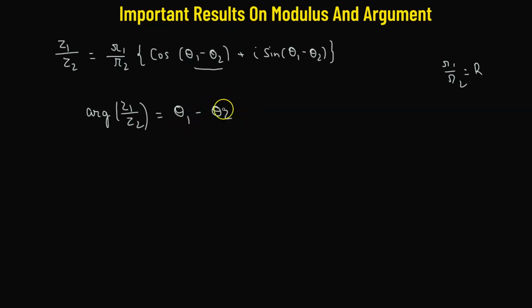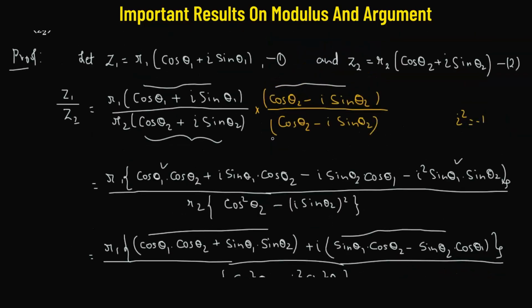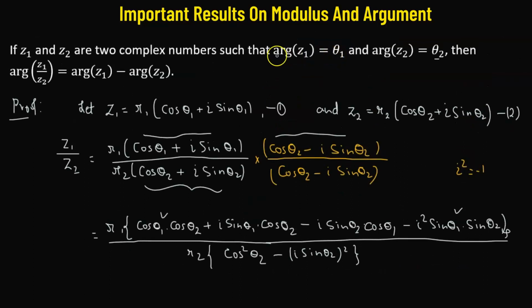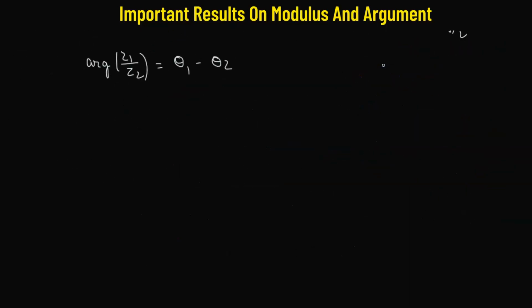Now in our problem, we are also provided with the value of theta 1 and theta 2. Here we're given that theta 1 is the argument of complex number z1 and theta 2 is the argument of complex number z2. Meaning we have argument of complex number z1 minus argument of complex number z2. So whenever we have argument of the quotient of two complex numbers z1 over z2, that simply equals argument of z1 minus argument of z2.